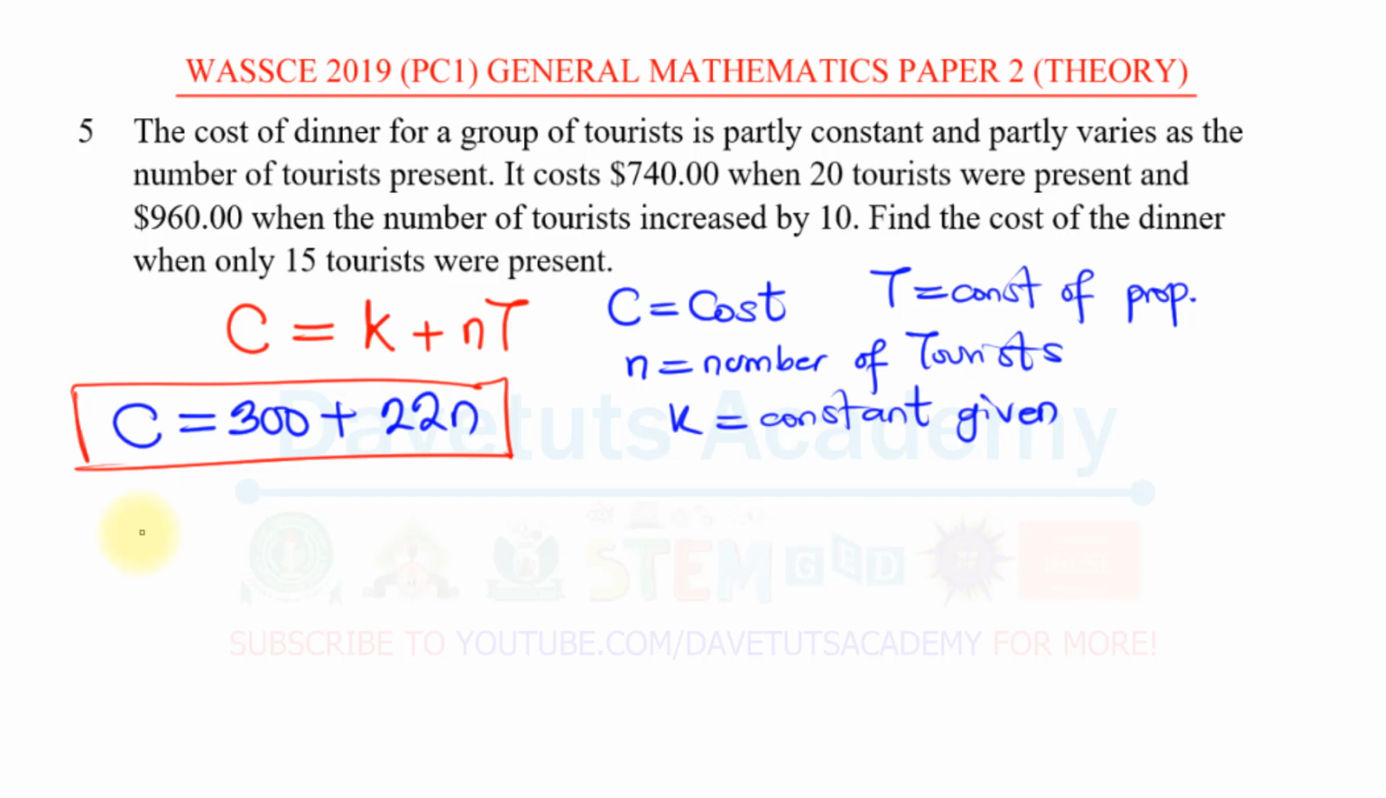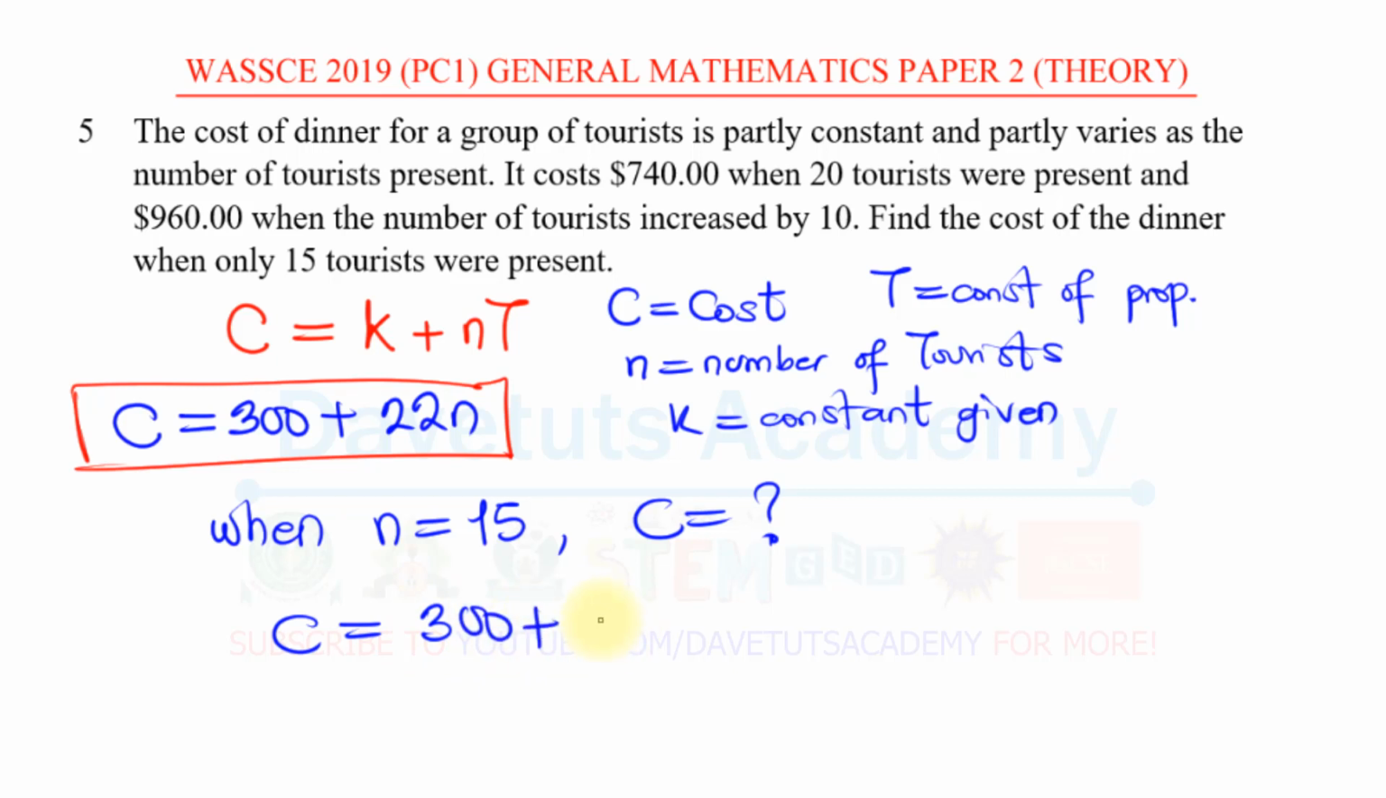So the question is that when the number of tourists is equal to 15, we have to find the value of the cost. That is just going to be C is equal to 300 plus 22 times 15. Okay, 22 times 15. Let's do that. 22 times 15.